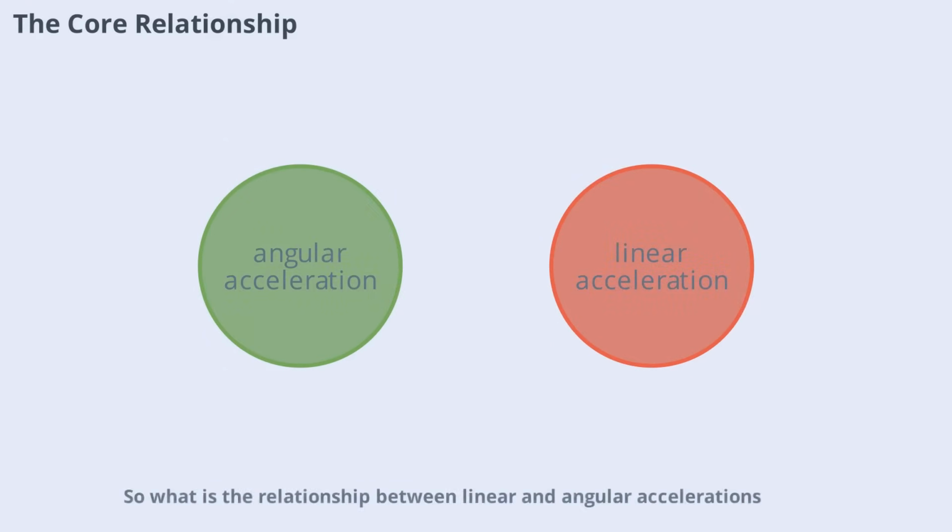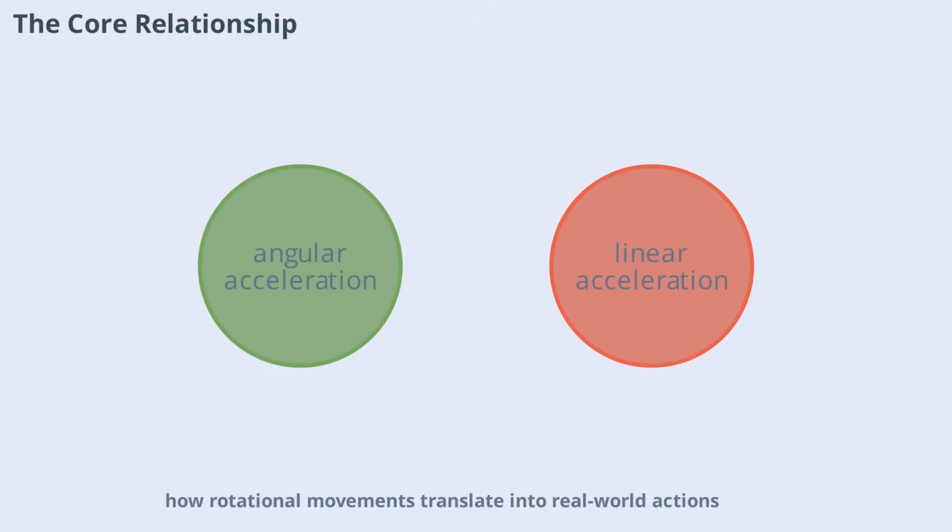What is the relationship between linear and angular accelerations? When a body moves in angular motion, its acceleration can actually be split into two perpendicular linear components. This means that even though a joint or limb is rotating, parts of it are also accelerating in straight lines. This dual nature is fundamental to understanding how rotational movements translate into real-world actions, like throwing a ball or swinging a bat. By resolving angular acceleration into linear components, we can better predict and analyze movement outcomes.